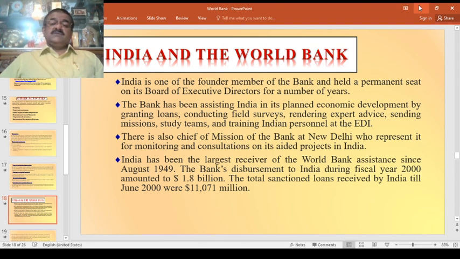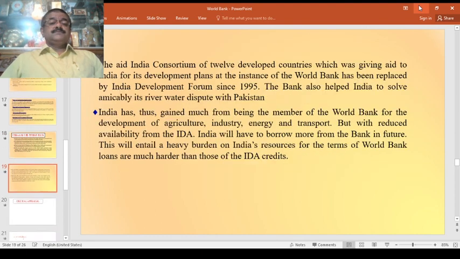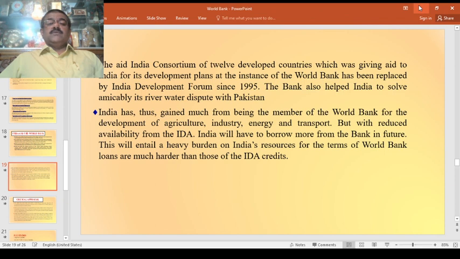India has been the largest receiver of World Bank assistance since August 1949. The bank's disbursement to India during fiscal year 2000 amounted to $1.8 billion. The total sanctioned loans received by India till then were $11,071 million. The Aid India Consortium of 12 developed countries was giving aid to India for its development plans, and at the instance of the World Bank, it has been replaced by the India Development Forum since 1995. The bank also helped India to solve amicably its river water dispute with Pakistan.